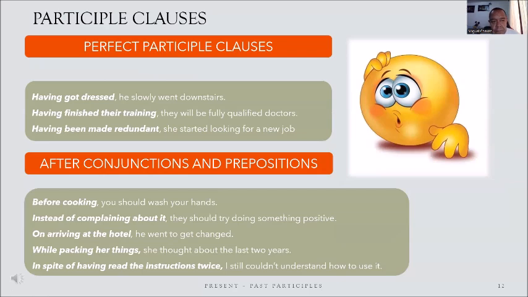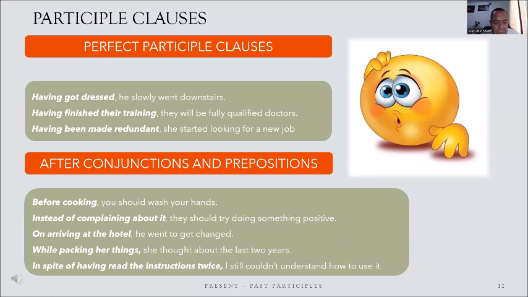Perfect participle clauses show that the action they describe was finished before the action in the main clause. Perfect participles can be structured to make an active or passive meaning. Let's see the examples. Having got dressed, he slowly went downstairs. Having finished their training, they will be fully qualified doctors. Having been made redundant, she started looking for a new job.